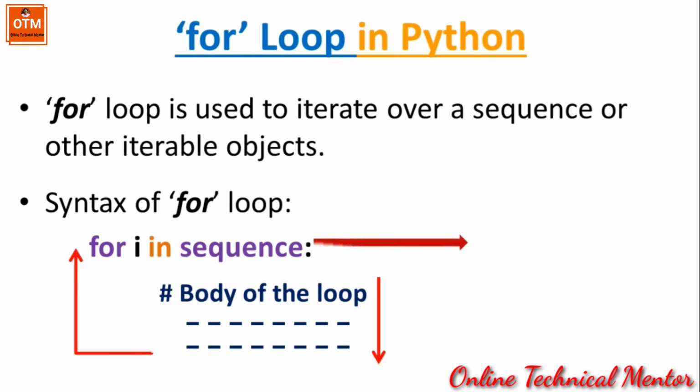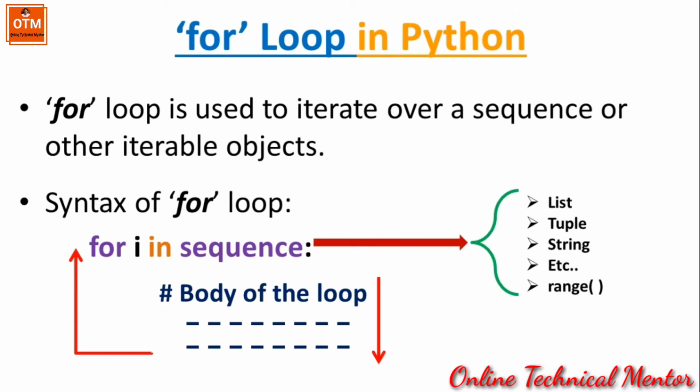Let me again tell you that a sequence is a list or a tuple or a string, etc. You can also use a range function in place of a sequence because the range function returns a sequence. If you don't have any idea about list, tuple, string, just go and visit my previous videos. For the range function, go to the description box. You will get a link to a video where the range function has been explained.